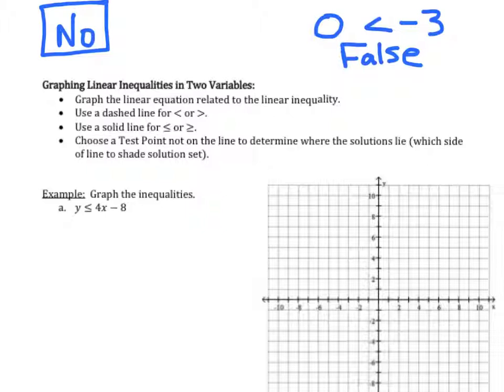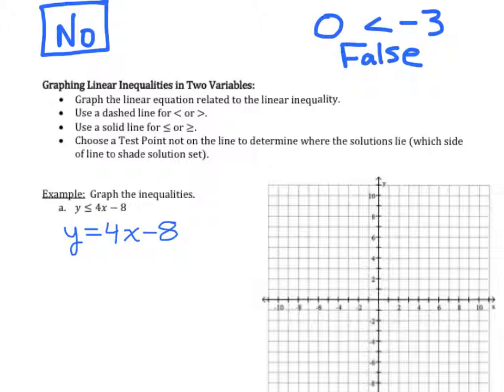All right. And what I mean by the linear equation that's related, if I look at this example down here, it says y is less than or equal to 4x minus 8. The linear equation that's related to that one is the equation y equals 4x minus 8. So we already know how to graph that line, and so we're going to use the same exact techniques we use in graphing that line in order to help us start by graphing this linear inequality.